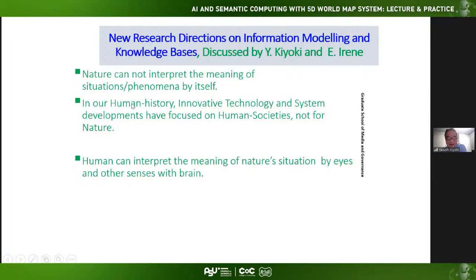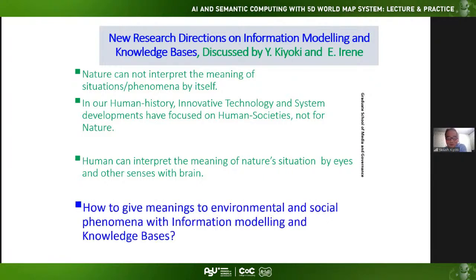And in our human history, innovative technology and systems have focused on human society, mainly how to make a good life. This is the most important direction of innovative technology, but not for nature. So we have to include nature in our system design. This is my proposal today.